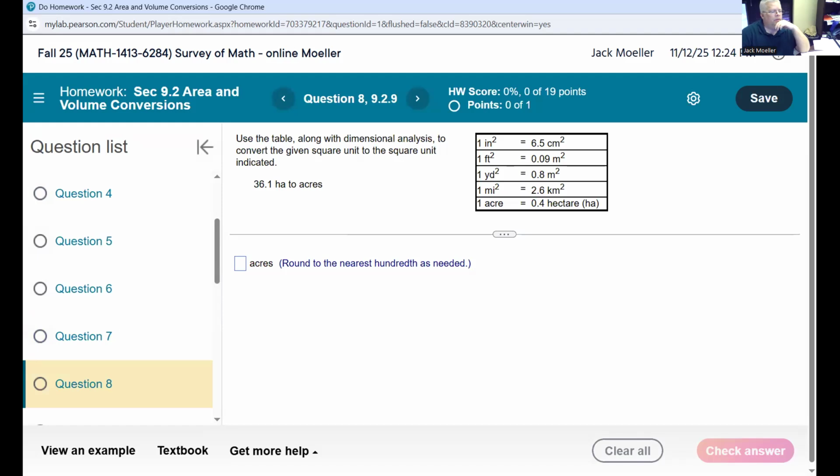All right, so how about this problem? Convert 36.1 HA to acres. Well, what is HA? If you come over here on the chart, HA is a hectare, which is the metric version of an acre. Okay, so let's do this problem.